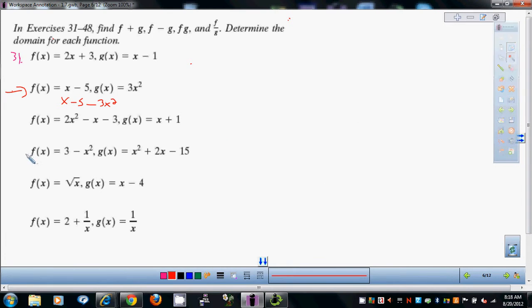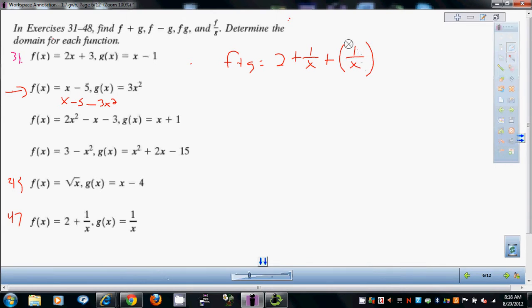Do you want to look at 45 or 47? 47 was the first thing I heard. Maybe we can go back to 45. So, f plus g. F plus g: 2 plus 1 over x, plus 1 over x. Like terms. You have two 1 over x's.